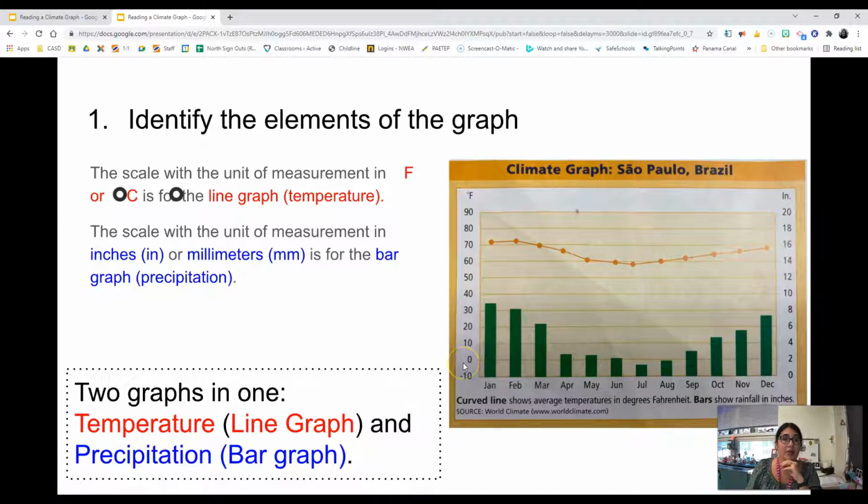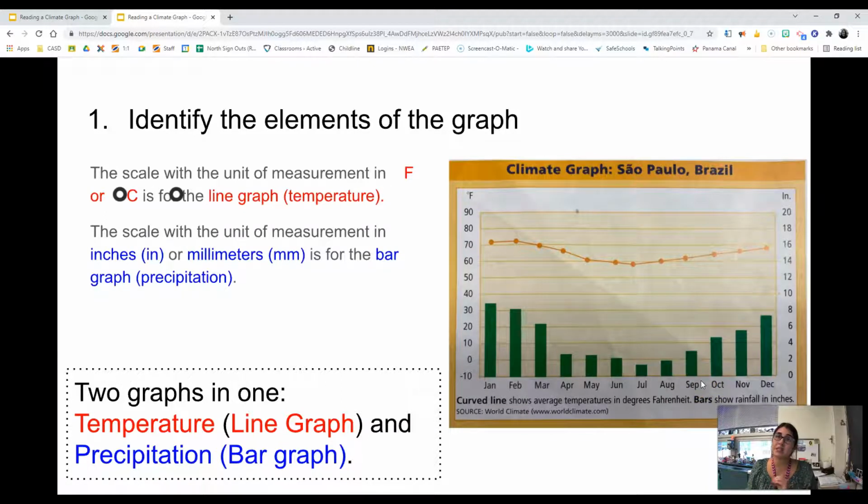The scale for the unit of measurement in inches or millimeters, over here it's in inches, we know that that axis is for our bar graph. So basically it is two graphs put into one, and you'll just look at one or the other axis to determine the information. So the temperature is always the line graph, and the precipitation is always the bar graph.